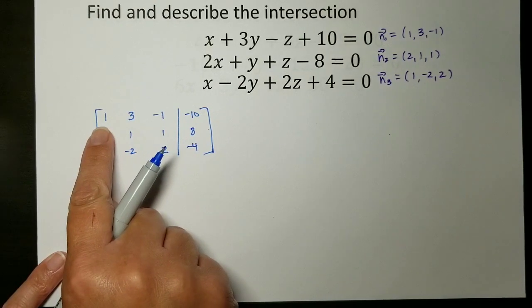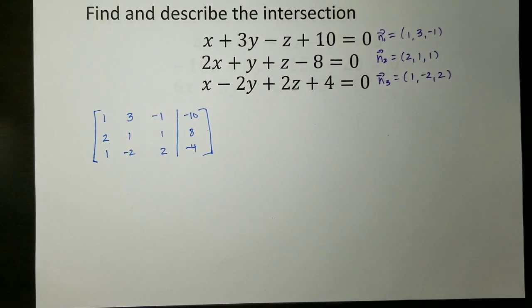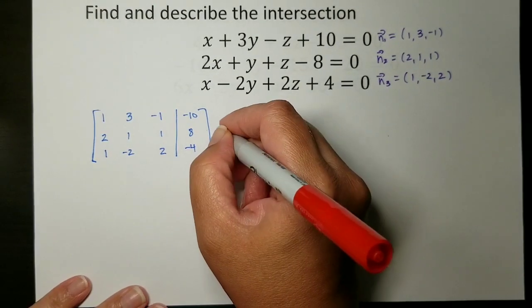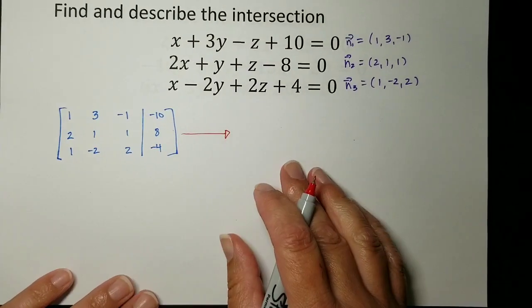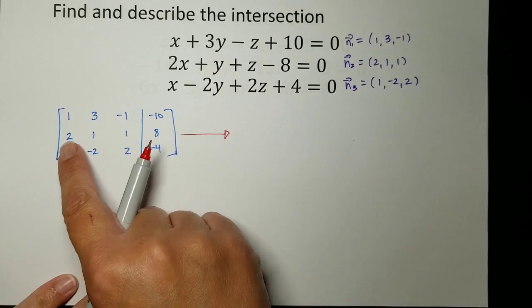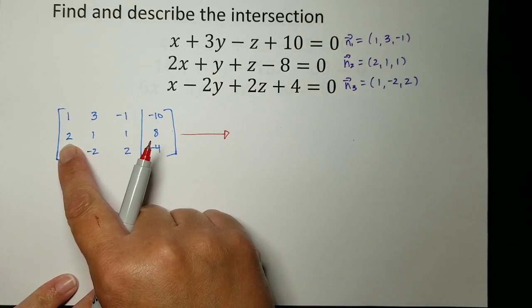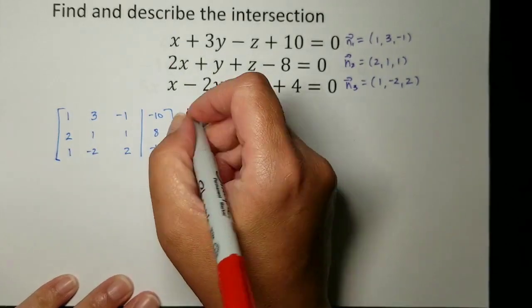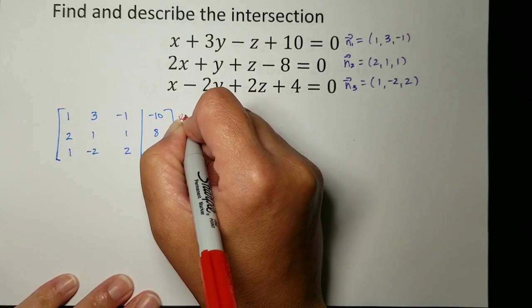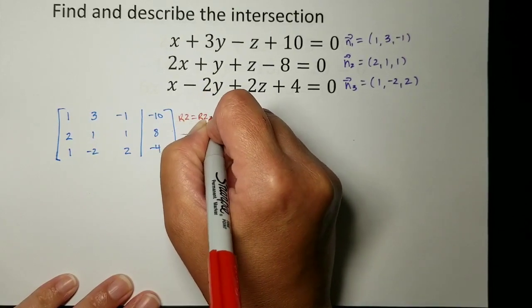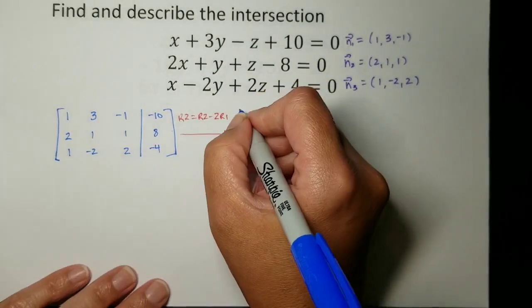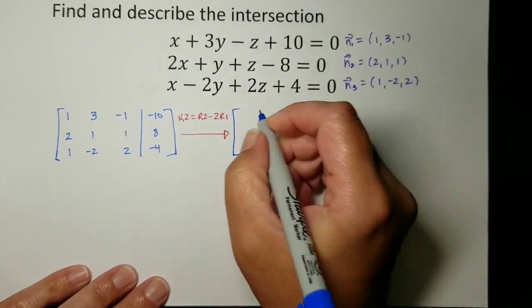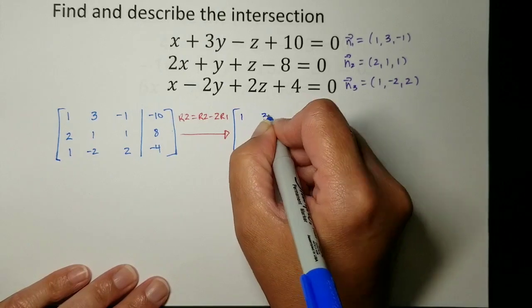So as I said before, step 1's already done. Step 1 is to get a 1 in the top left corner. Step 2 is to zero out the rest of that row. So here I'm going to take row 2 and subtract 2 of row 1. So row 2 equals row 2 minus 2 times row 1. And row 1 is not changing, so I can fill that in.